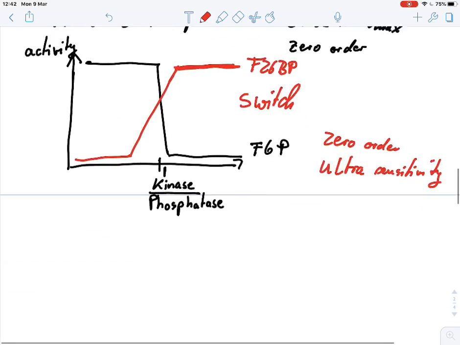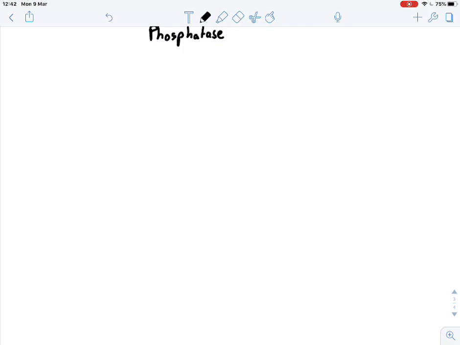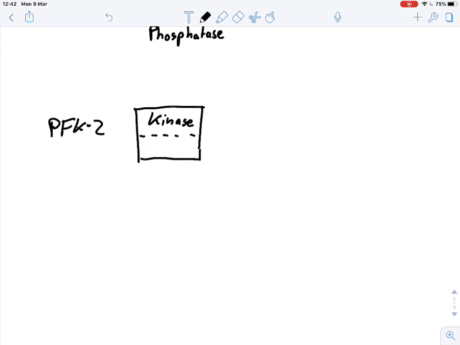Now, in the case of PFK2, we have a nice little added level of complexity. Because PFK2 can actually do exactly the same two things. It has kinase activity, and the same molecule also has phosphatase activity. That is why this enzyme is very often referred to as a bifunctional enzyme.